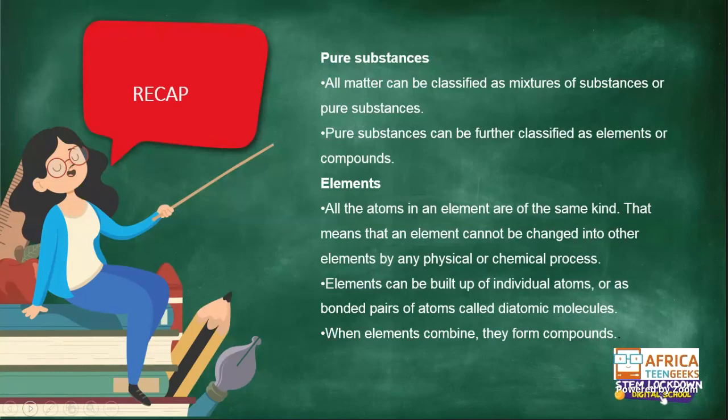That means that an atom cannot be changed into other elements by a physical or a chemical process. Elements can be built up of individual atoms or as bonded pairs of atoms. And these bonded pairs are called diatomic molecules. Now, when elements combine, they form compounds.